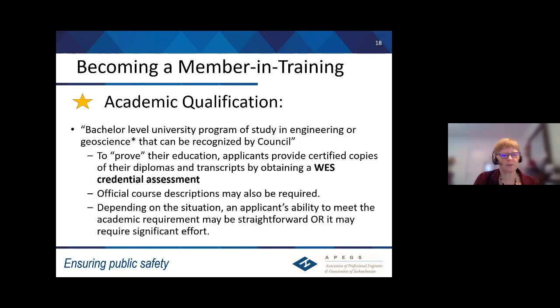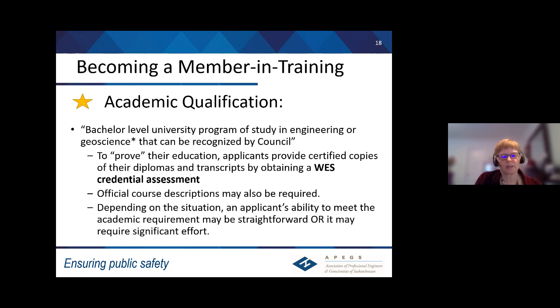Okay, so that concludes the first part of the presentation about the legal framework for professional regulation in Canada. The rest of the presentation will be about becoming a member in training with APEGS. At this stage, we're really only looking at your academic qualifications. We know that many of the people coming here and getting licensed from around the world already have lots of experience. It's not that we're not going to look at it, but we do that in the next stage. So the first step, we're only looking at the academic qualification.